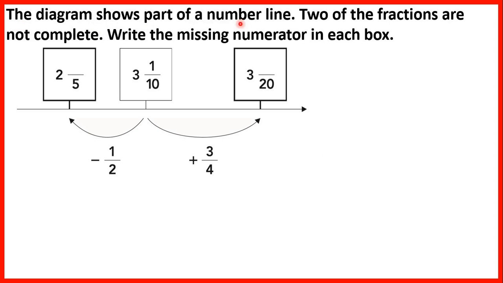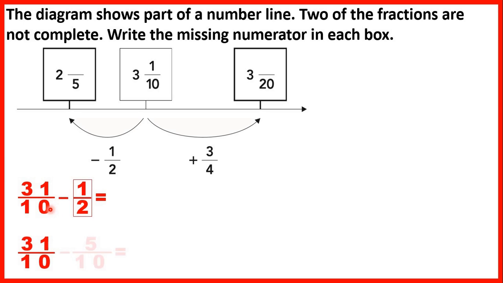The diagram shows part of a number line. 2 of the fractions are not complete. Write the missing numerator in each box. So let's find this missing numerator here. To do that, we need to work out 3 and 1/10 minus 1/2. 3 and 1/10 is the same as 31/10. 3 times 10 is 30, plus 1 is 31, and the denominator stays the same. Now we need to subtract 1/2, but to subtract fractions, the denominators need to be the same. So 1/2 is the same as 5/10, and if we work out 31/10 minus 5/10, that gives us 26/10.